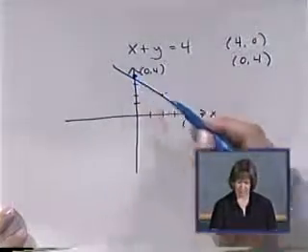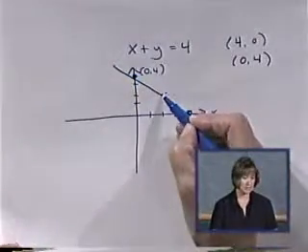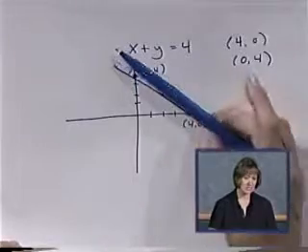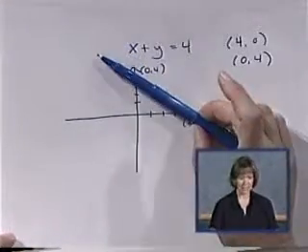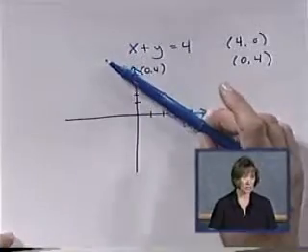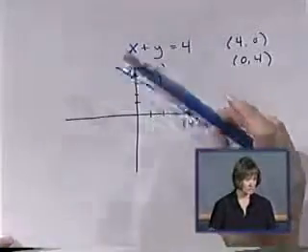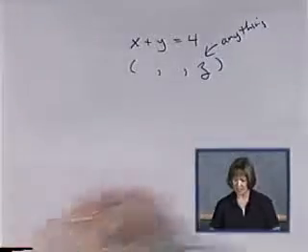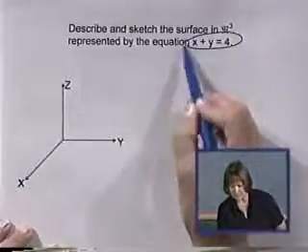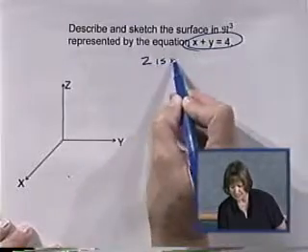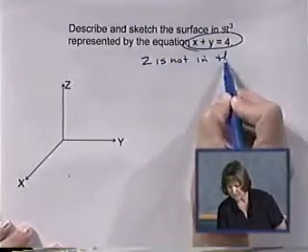Well, if I have to be on this line, but then finally the z can be anything, I'm not just going to get this line, but I'm going to get it at any height. If I go up and go down, I get a plane that's perpendicular to the xy plane. You see what I'm talking about? So let's go back here and look at this. If I have x plus y equals 4, what I like to say is z is not in the equation.